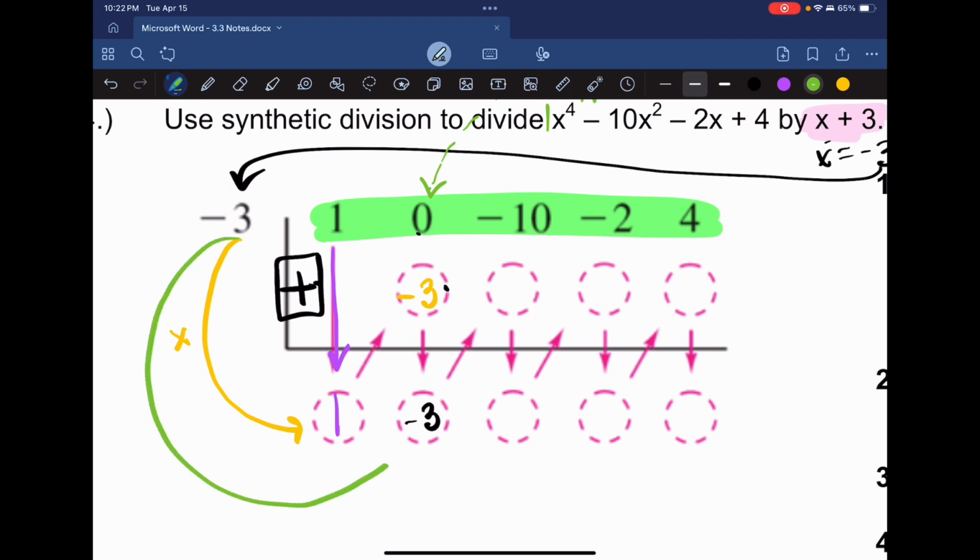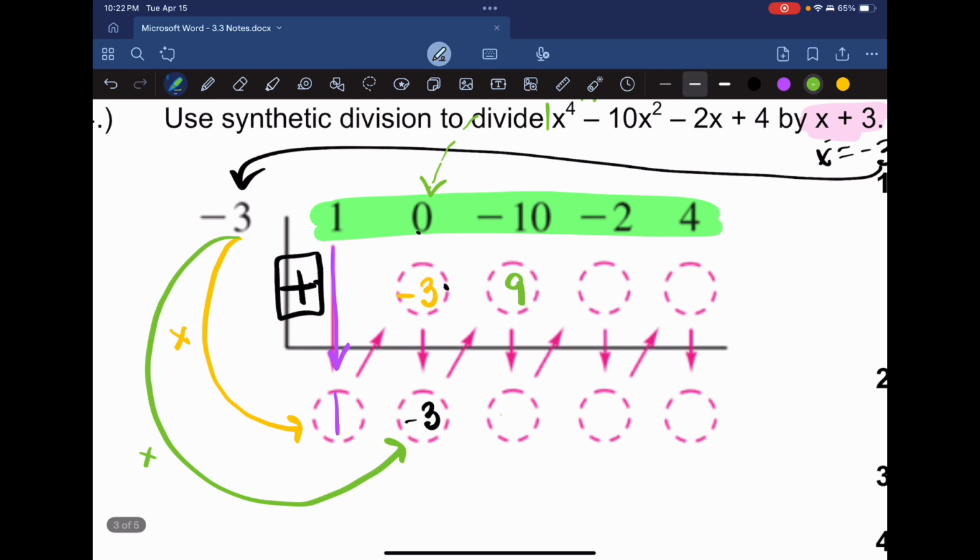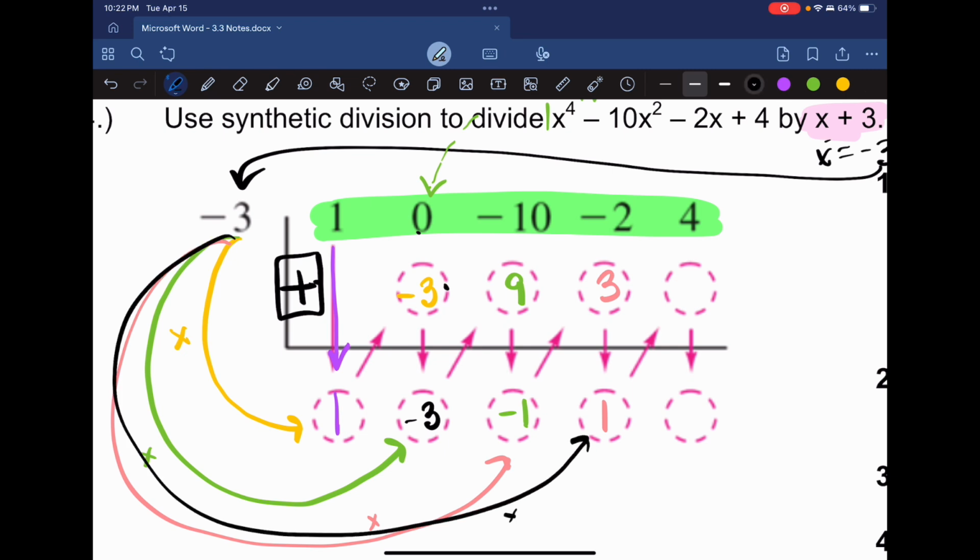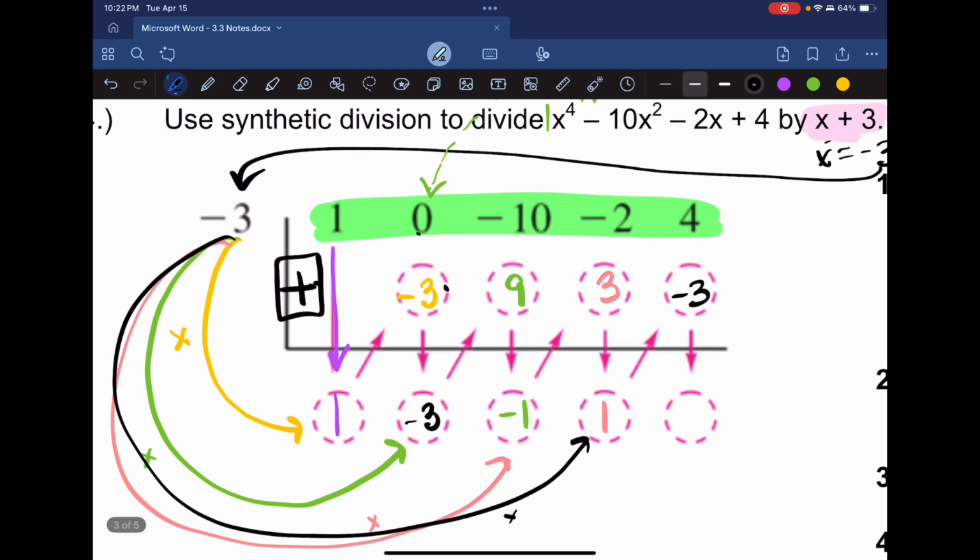So now I have -3 times -3, which gives me a 9. Then I add -10 plus 9, which gives me a -1. Let's keep going. Now I do -3 times -1, and I get a +3. Then I add them: -2 plus 3 gives me a 1. And last but not least, -3 times 1 gives me a -3. 4 plus -3 gives me a 1.